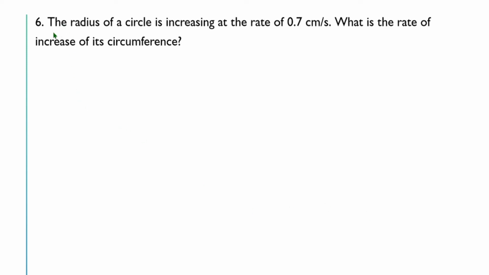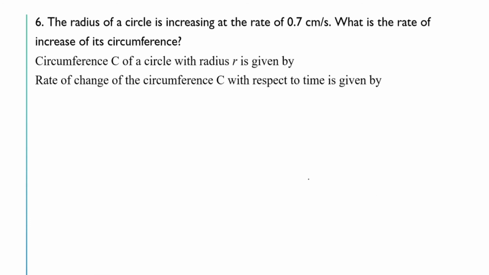Next question. The radius of a circle is increasing at the rate of 0.7 centimeter per second. What is the rate of increase of its circumference? So here again dr by dt is given. We have to find the rate of increase in its circumference. Now circumference C of a circle with radius r is given by C is equal to 2 pi r.